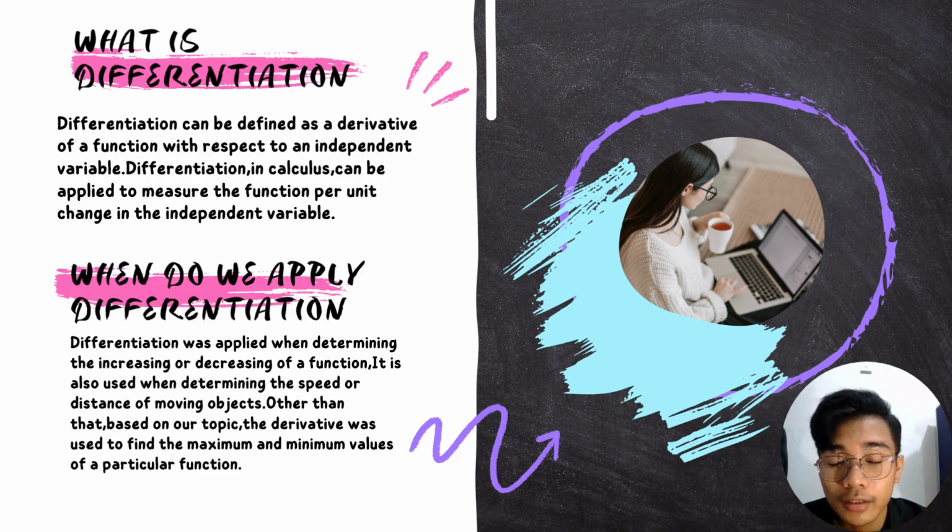When do we apply differentiation? Differentiation is applied when determining the increasing or decreasing of a function. It is also used when determining the speed or distance of a moving object. Other than that, based on our topic, the derivative is used to find the maximum and minimum values of a particular function.